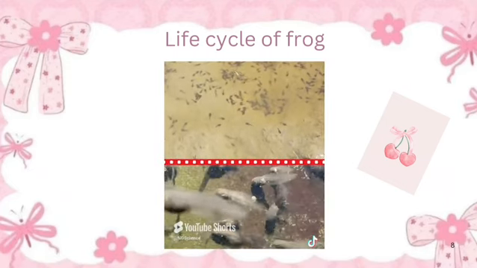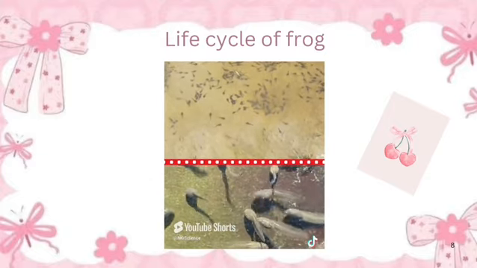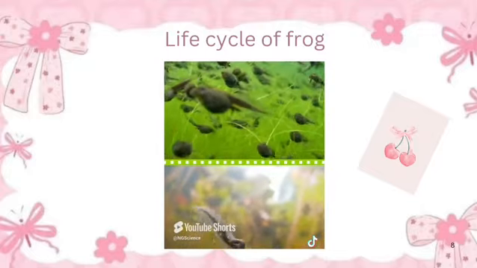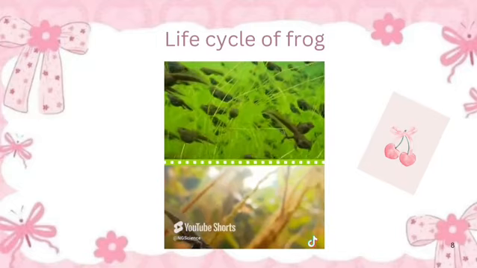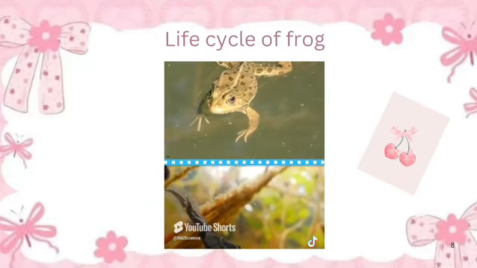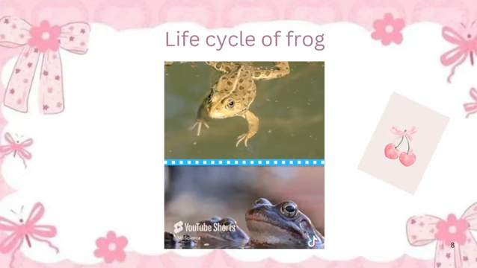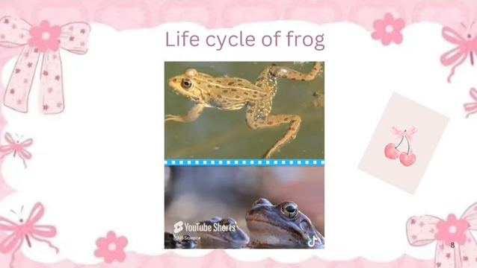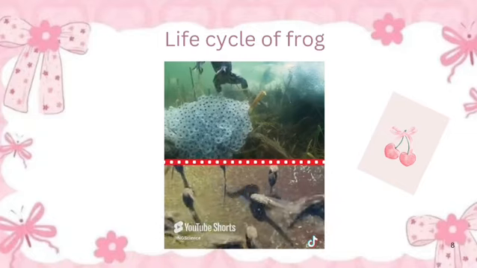Tadpoles swim, breathe with gills, and feed on plants. Over time, they grow legs and lose their tails. This is the froglet stage. Finally, they mature into adult frogs, ready to lay eggs and start the cycle all over again. Simple, yet amazing. From egg to frog, nature's transformation takes only a few weeks.